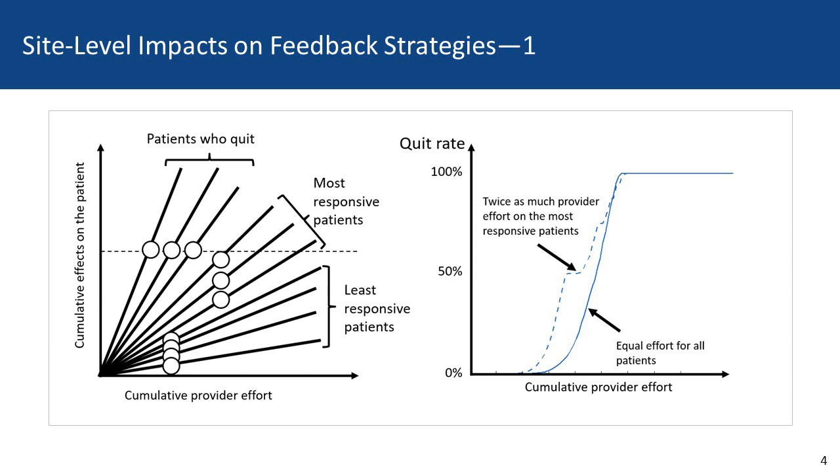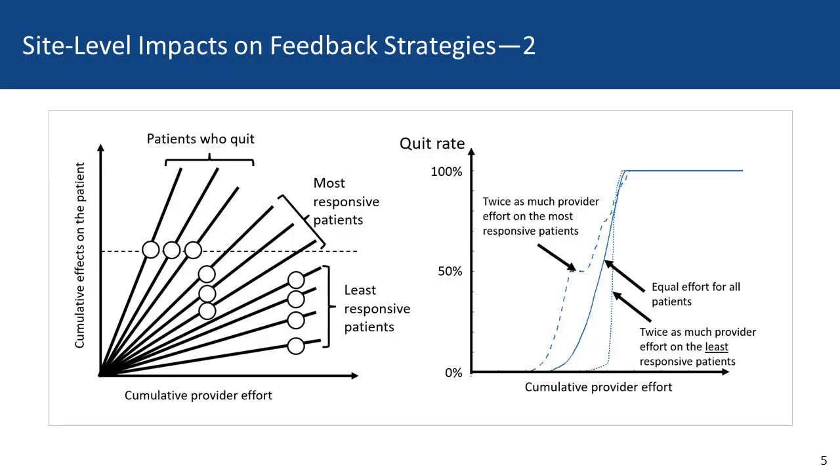And on the right side, we see the site level characteristics. And here on the horizontal axis is the cumulative provider effort averaged over all patients. And on the vertical axis is the quit rate at the site. And there are two curves shown here. The solid curve shows what happens when all patients get the equal effort from the provider. And the dashed line shows what happens when the provider gives twice as much effort to the most responsive patient. And the dashed line is much higher than the one when there's equal effort for all patients.